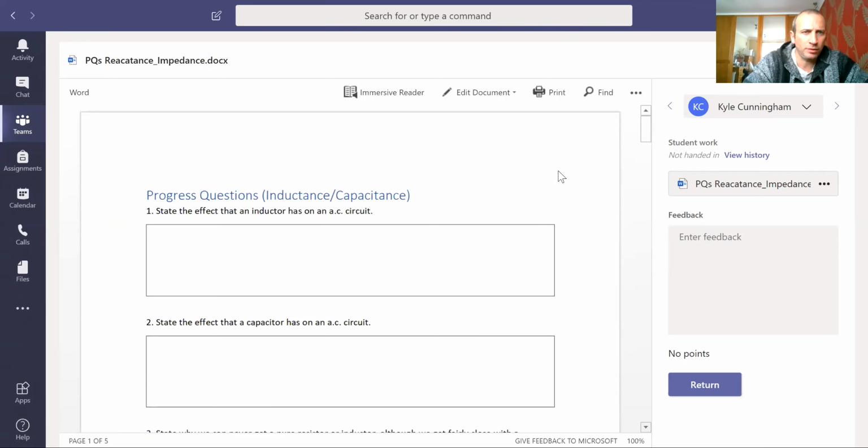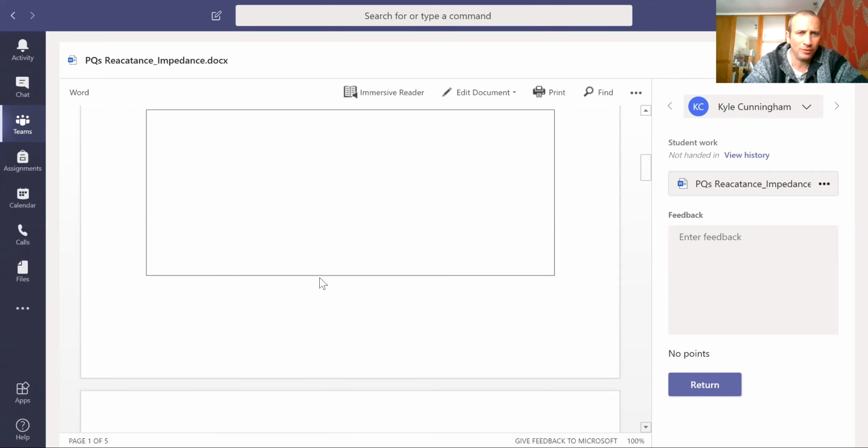First of all, stating the effect that an inductor has on an AC circuit. It's as simple as the inductor. Remember the word CIVIL that we were talking about? The capacitance, C, causes current to lead voltage, CIV, and inductance, L, causes current to lag behind voltage, right? It lags by 90 degrees. So a simple answer to that question, the effect an inductor has on an AC circuit: the inductor causes the current to lag behind the voltage by 90 degrees.